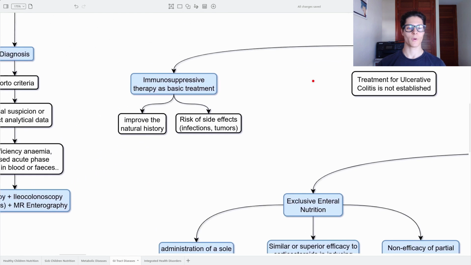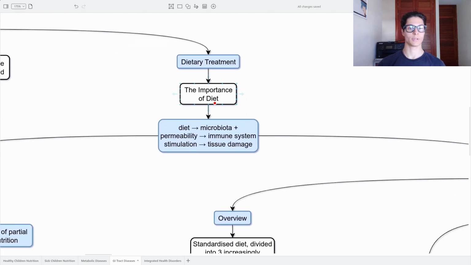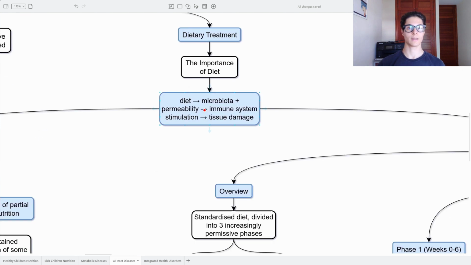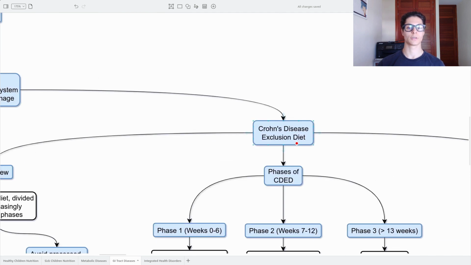The treatments, well, we have an immunosuppressive therapy as a basic treatment. It improves the natural history, but there is a risk of side effects, such as infections and tumors. The dietary treatment is the importance of the diet. The diet can change the microbiota and the permeability of the intestine, modulating the immune system stimulation, and indeed controlling the tissue damage. It's very important, our diet. There is an exclusive enteral nutrition diet or a Crohn's disease exclusion diet.